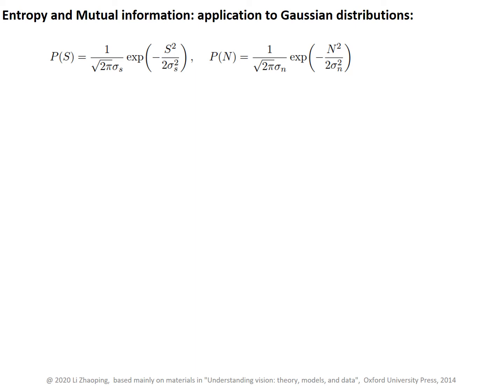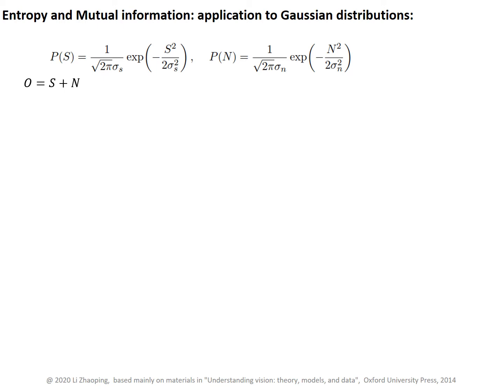Now let's apply the concepts of entropy and mutual information to Gaussian random variables. So now S and N are both Gaussian. They have zero mean and standard deviation sigma S and sigma N respectively. In other words, the variance of S is sigma S squared and the variance of N is sigma N squared. And O is equal to S plus N, signal plus noise, for example.